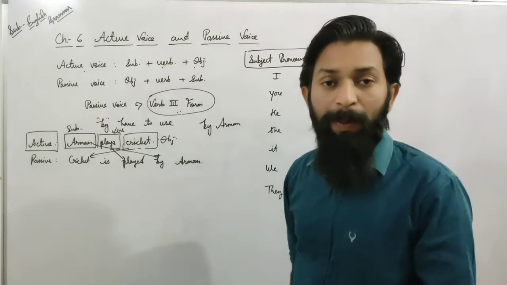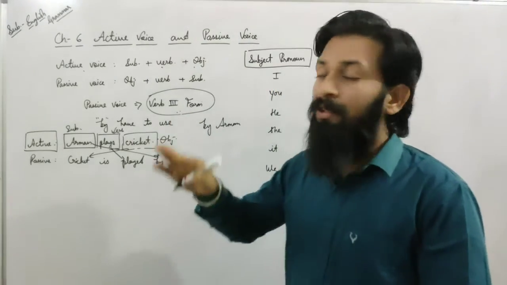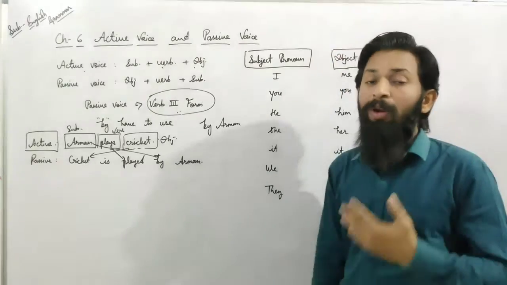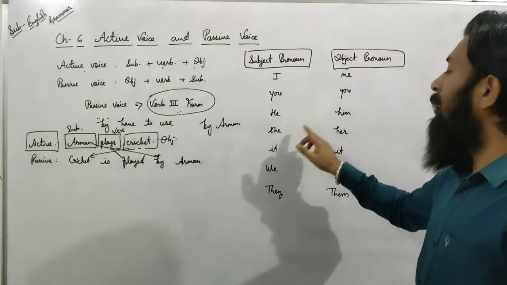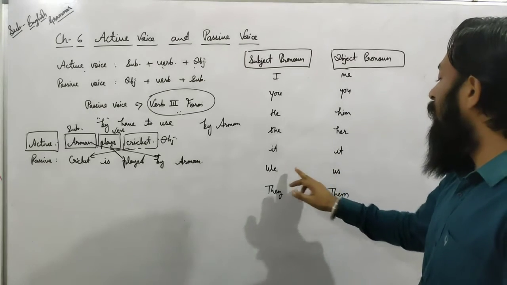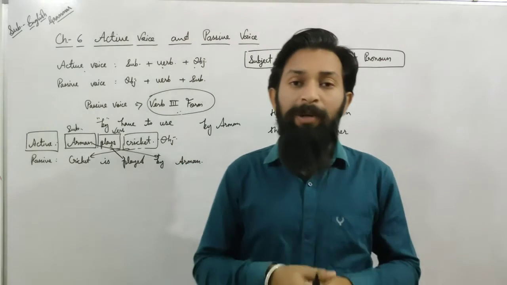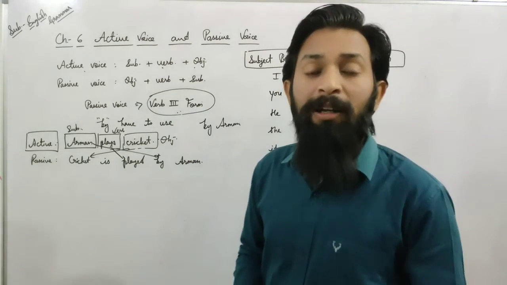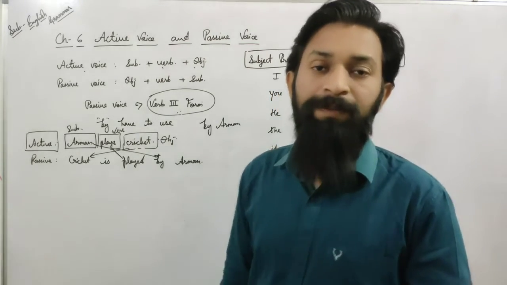If anyone asks about passive voice, then you have to put one thing in your mind: verb third form, by plus subject. That's about the general knowledge of active voice and passive voice. Subject pronoun and object pronoun also you have to change. I into me, you into you, he into him, she into her, it into it, we into us, and they into them. Now dear students, we will discuss about tense formation. If subject is given which tense, then how to change that in another sentence. That type of things we will discuss now.